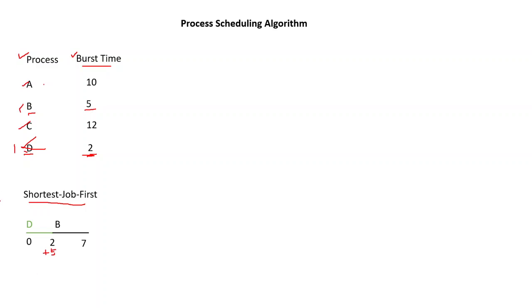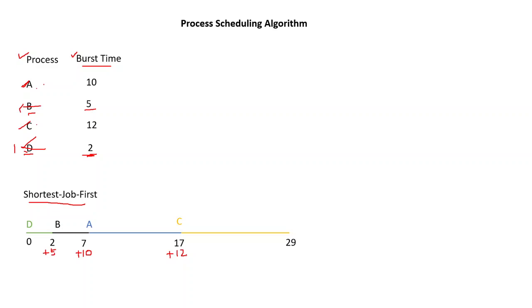Now at time point 7, B has finished execution. The next process to go will be the process with the shorter burst time between A and C, and since A has a shorter burst time of 10, A will be allocated to the processor at time point 7, and A will execute from time point 7 to time point 7 plus 10, that is equal to time point 17. And at time point 17, C will be executed, from time point 17 to time point 17 plus 12, that is equal to time point 29.